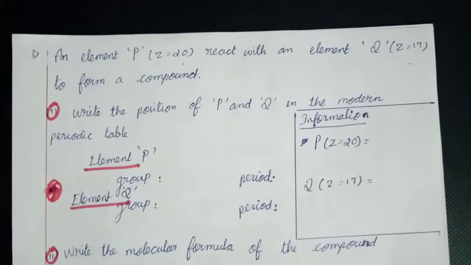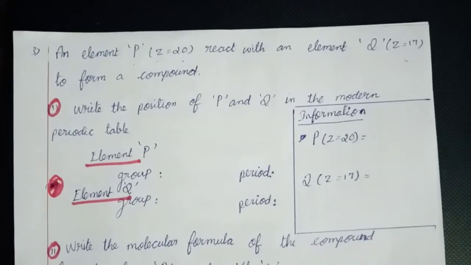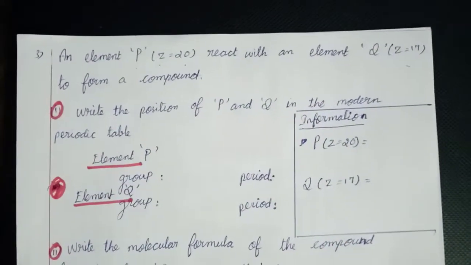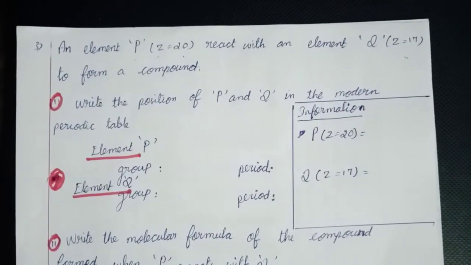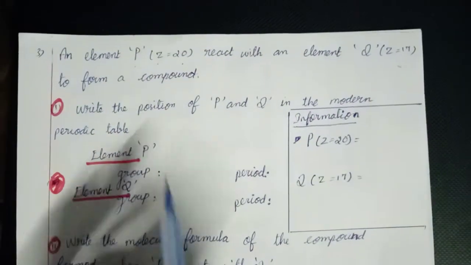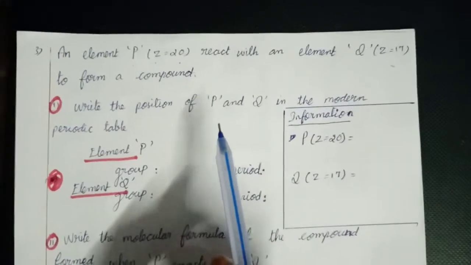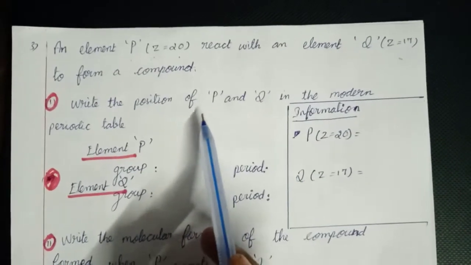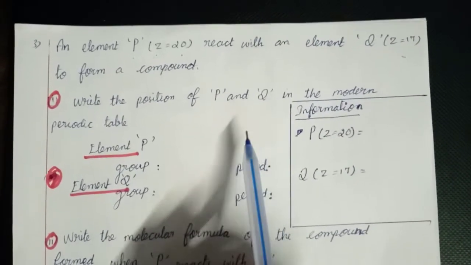An element P reacts with an element Q to form a compound. So this is a statement. In this statement, what are the questions asked? Write the position of P and Q in the modern periodic table. So in this question, the answer means we write the period and group of which element P and Q belong to.